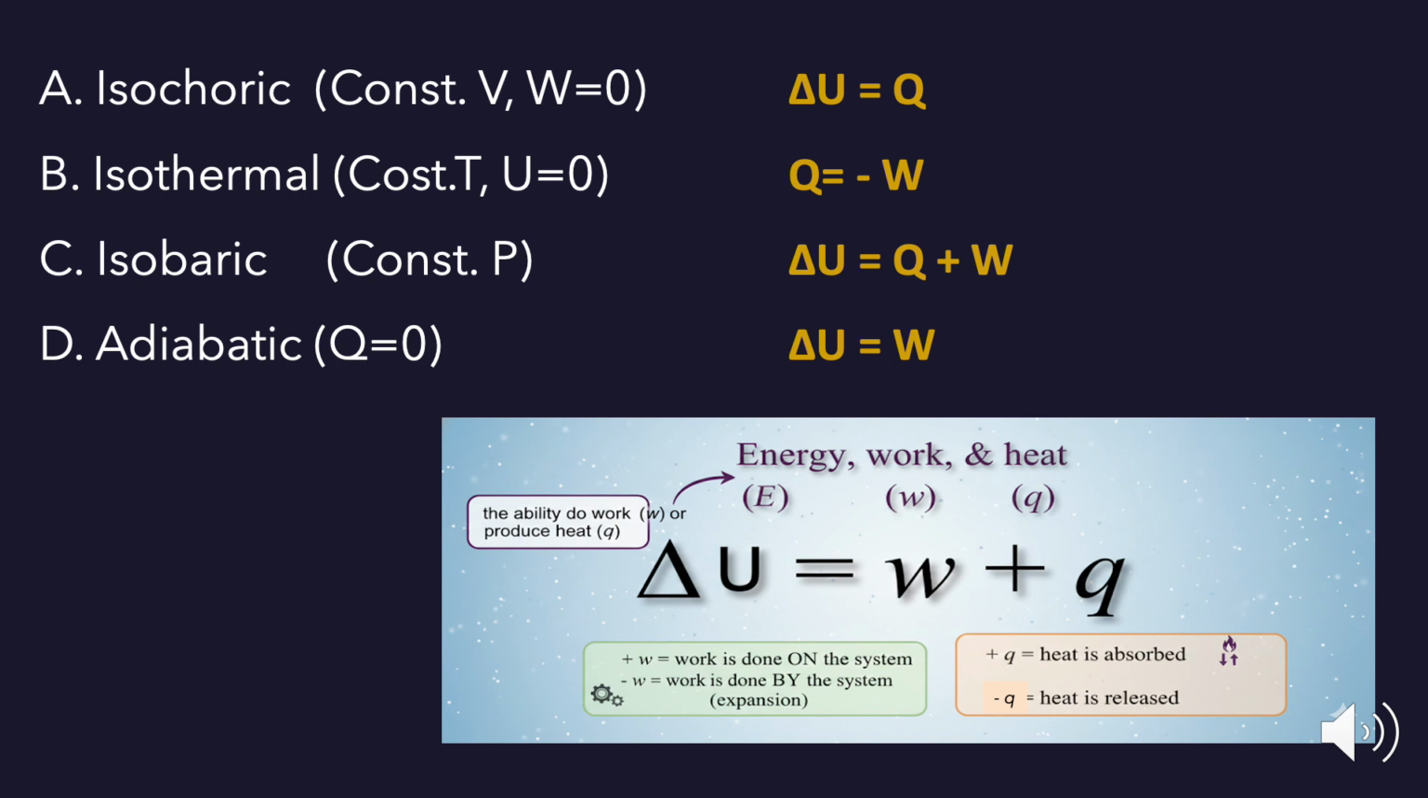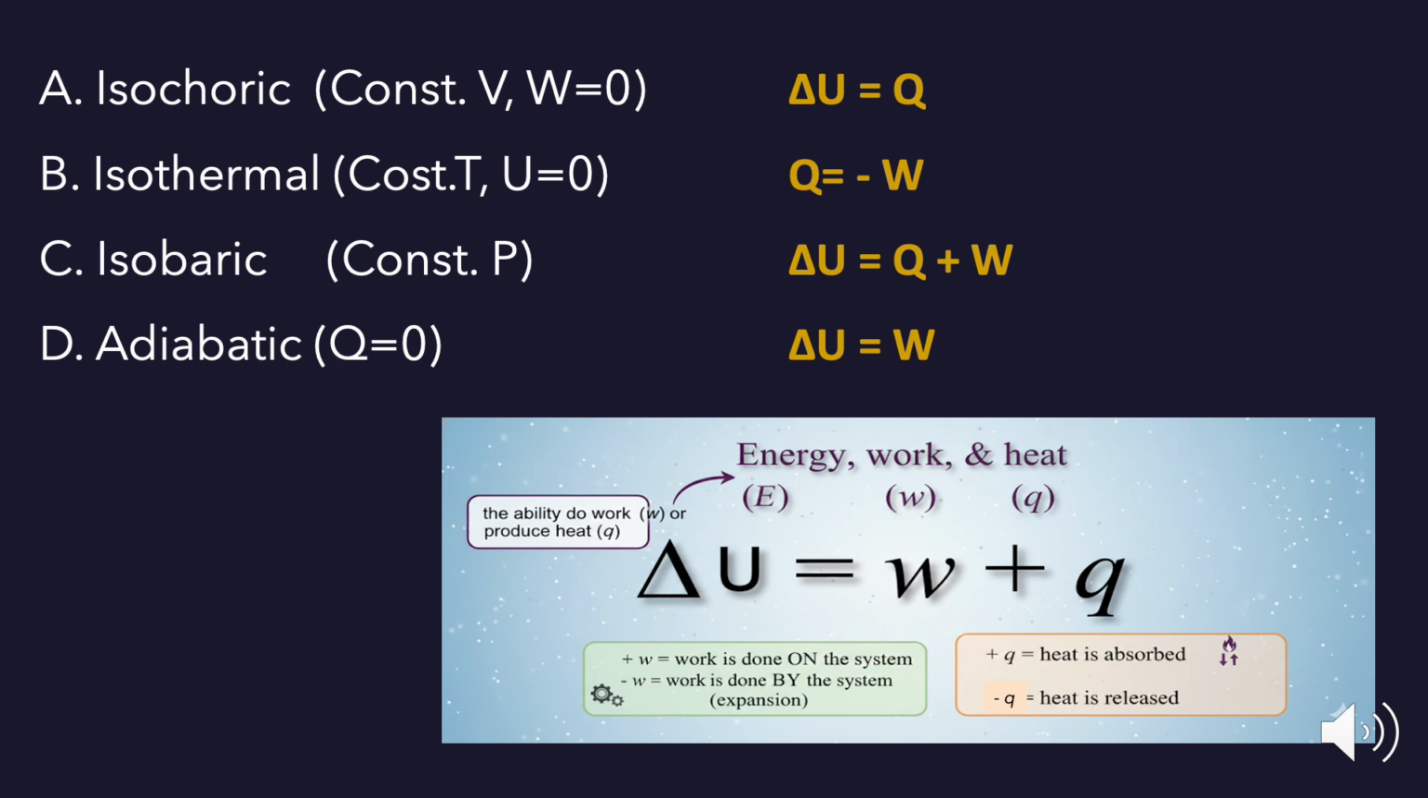Now, apply the first law to four processes. First process is isochoric. It means constant volume. So, no volume change. P delta V equals 0. Work, W equals 0, then delta U equals Q. Second process is isothermal, constant temperature for an ideal gas, which means delta U equals 0. So Q equals negative W.